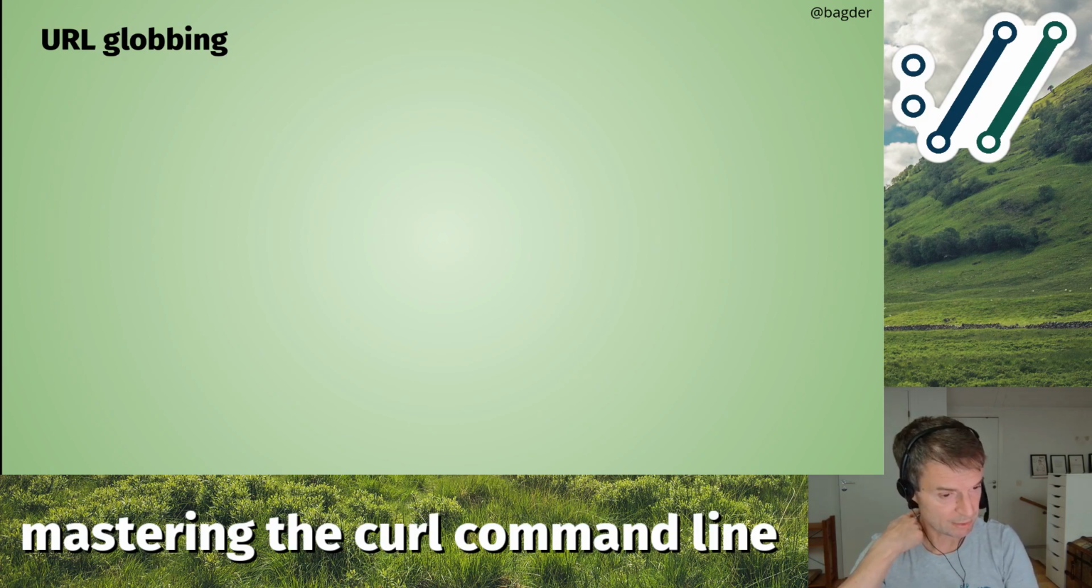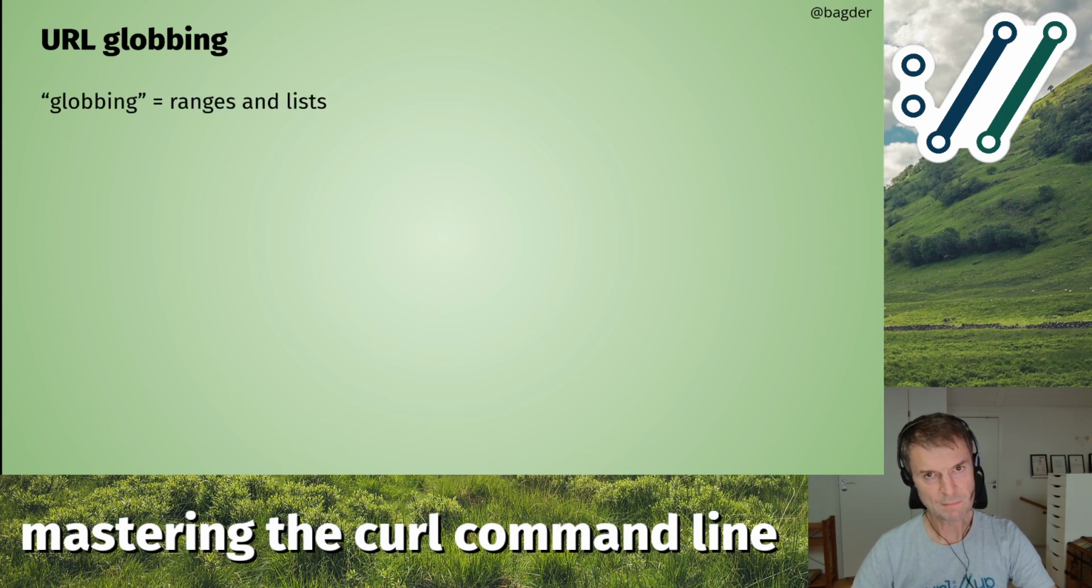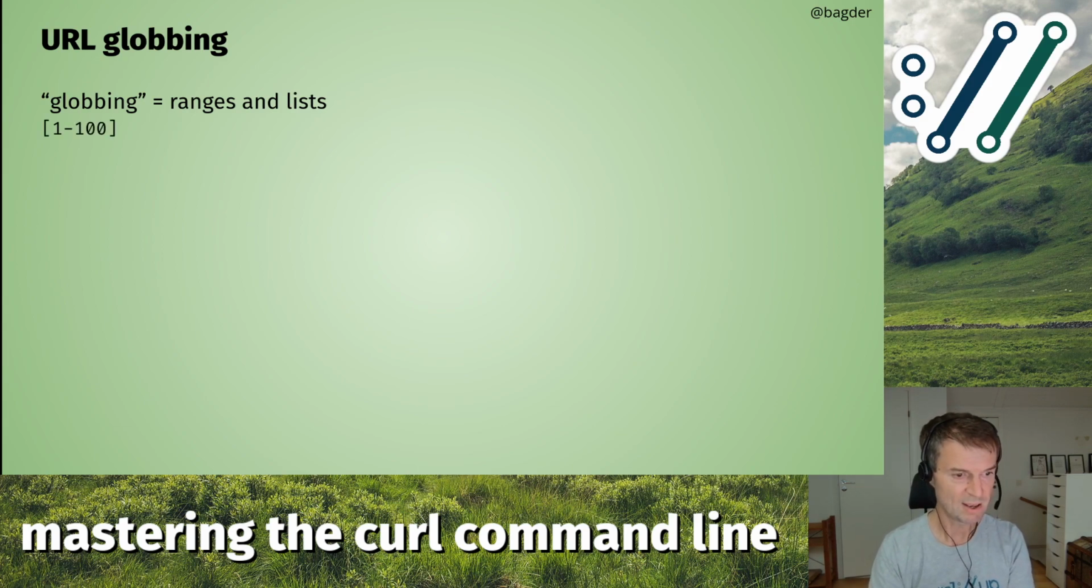When curl works with URLs, it supports a concept we call globbing. I don't really know if this is a good term, but we call it globbing. Globbing means that you can provide ranges and lists embedded in the URL. Here's a range, 1 to 100. Instead of writing almost the same URL 100 times and just changing a number, you can use this range within the URL.